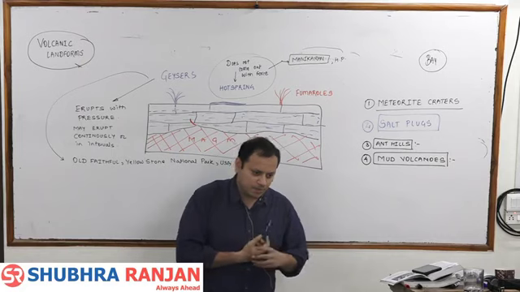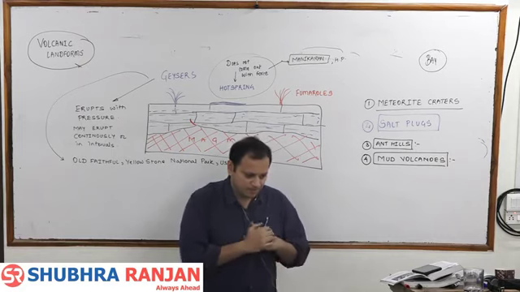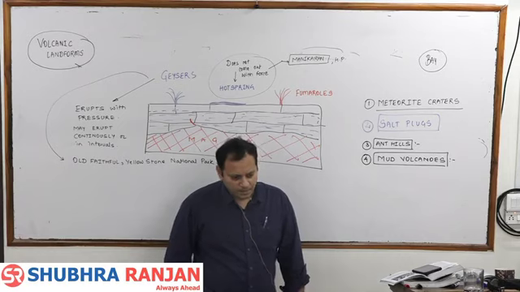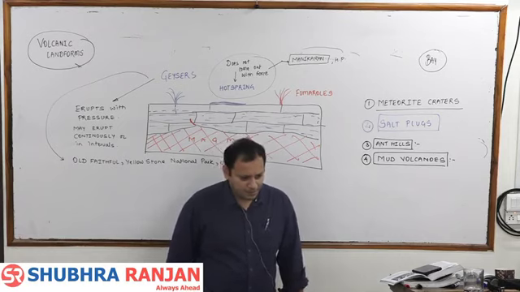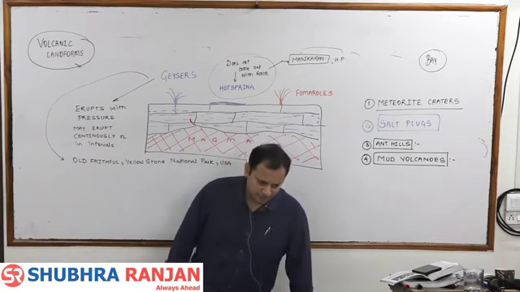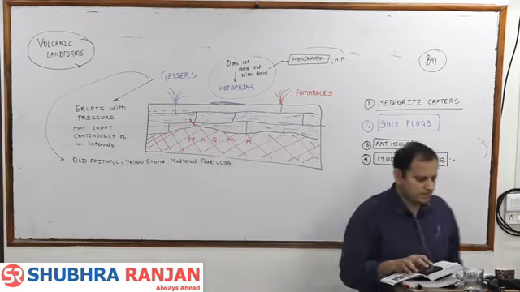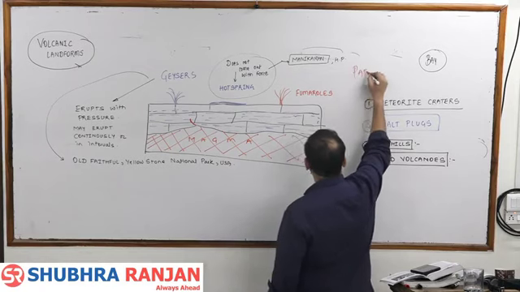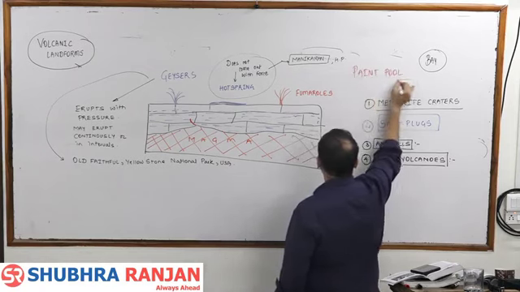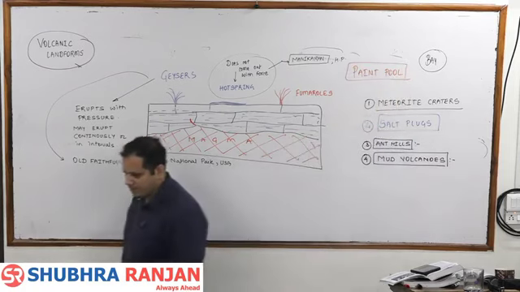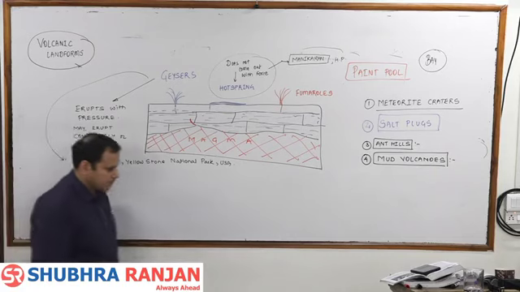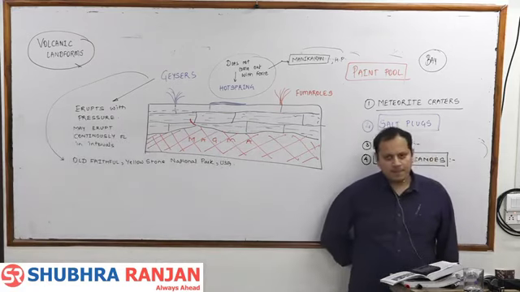Sometimes these mud volcanoes are colorful due to different minerals, and are known by the name paint pool.